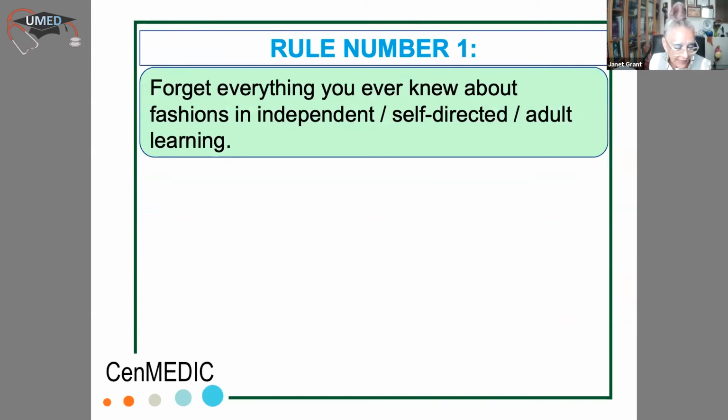So in distance learning, in distributed learning, there are rules, you know. And rule number 1 is forget everything you ever knew about fashions in independent, self-directed adult learning. You do know, I assume, that adult learning isn't really a thing. There's no difference between adults and children. None. My favorite bugbear, please don't talk to an educational psychologist about adult learning, because they'll go, what? So forget everything that you knew about that.